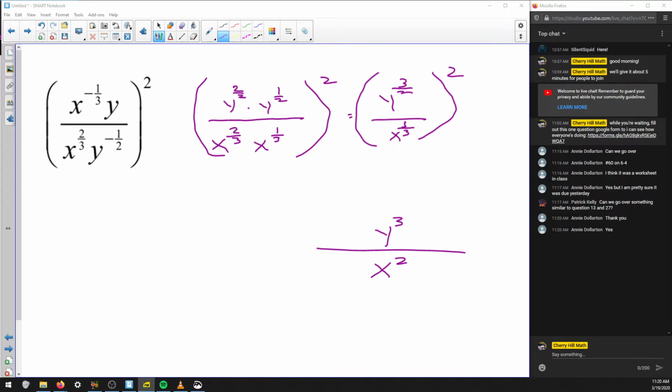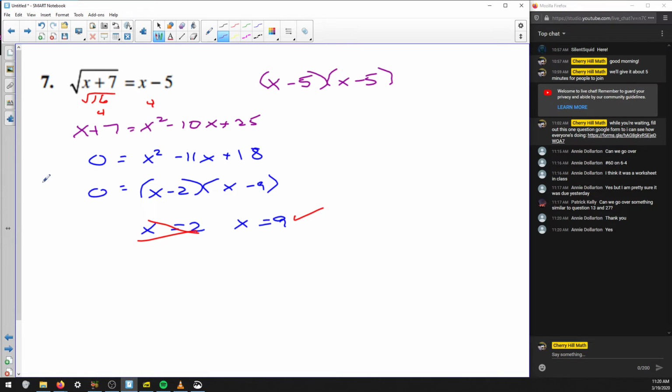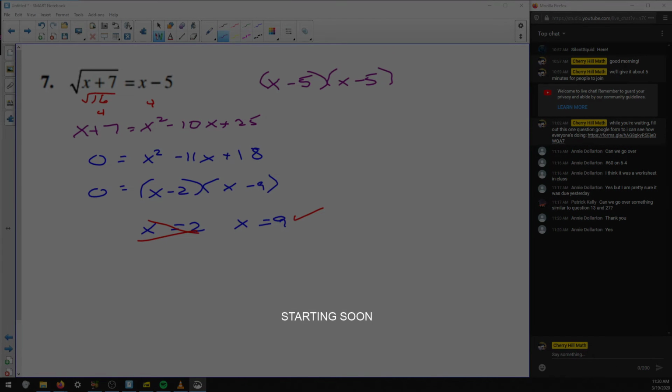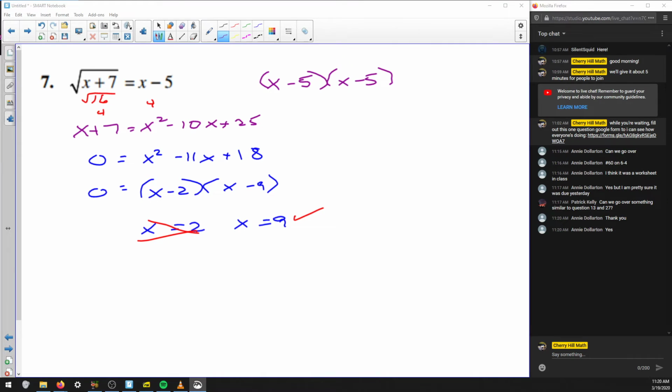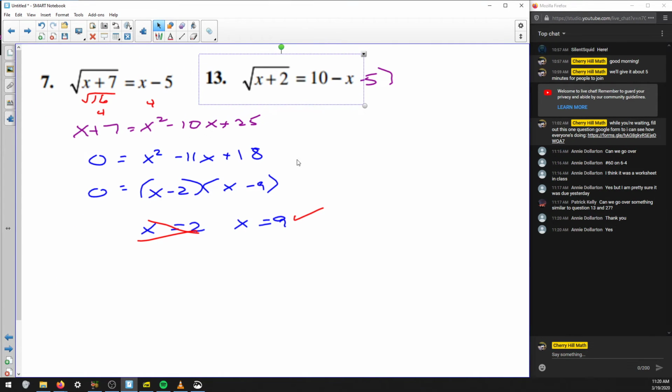All right, so something similar to 13 and 27. Okay, so 13 is very similar to the number 7 that we just went over. So let me go back to the number 7 real quick, okay? If you take a look at number 7, this has a radical on the left, okay? And it's got an expression on the right, right? My expression's x minus 5 for problem number 13. If I snip that one in and copy it over, right? If we see these side by side, you can see they have the same setup, right?